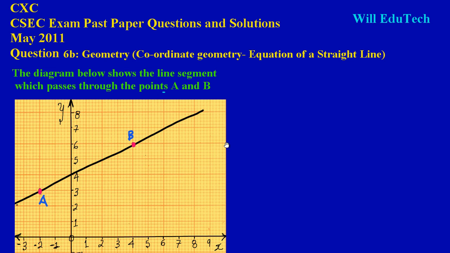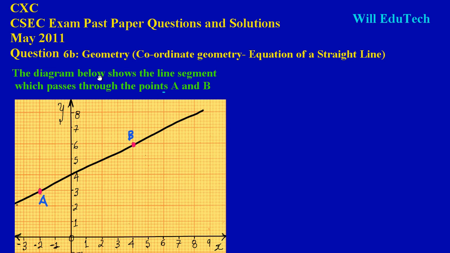Now, this question is taken from the May 2011 paper. It's question 6B. The general topic on the syllabus that this question falls under would be geometry, but to be more specific, it's a coordinate geometry question. It has to do with the equation of a straight line. Now let's just quickly get into it.